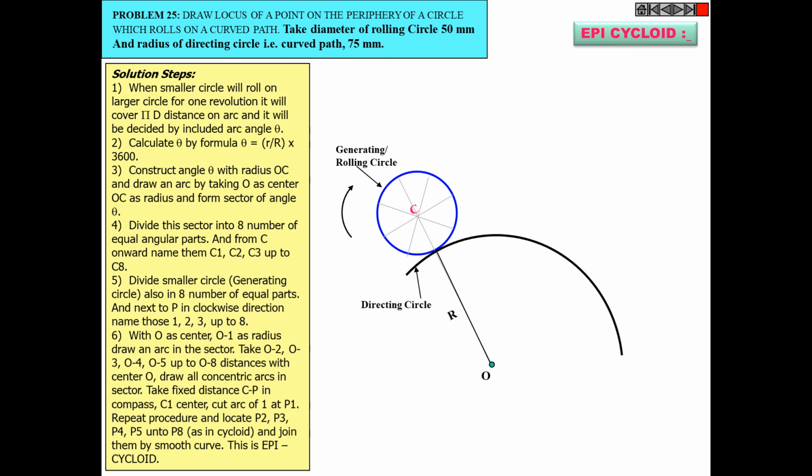for the different positions of the rolling circle when it is rotated by some angle, say at theta equal to 45 degree, the center point of the rolling circle will be C1. Again, if you rotate your rolling circle by theta equal to 45 degree more, you will get the second center point C2. So that's why I am dividing the entire rolling circle into 8 equal parts. Any doubt? Any doubt so far?